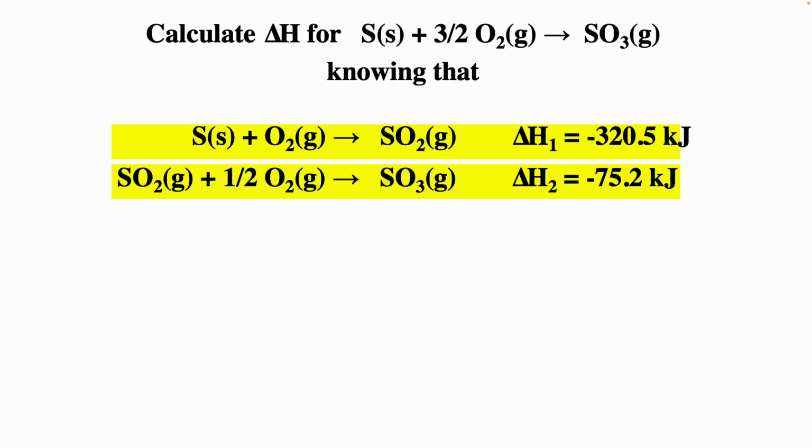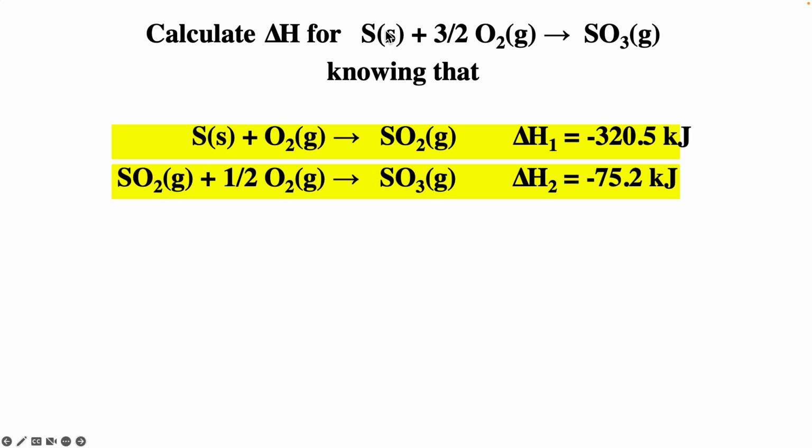If we look at a different one, here we're asked to calculate the delta H for this reaction, knowing the delta H's for these two reactions. And so what we have to do is figure out how we can add these two reactions to get that reaction. Now, sometimes we'll have to multiply a reaction times a number. And when you multiply a reaction times a number, you have to multiply the delta H by that number. Sometimes you have to flip the products and reactants. And if you flip the products and reactants, then you change the sign for your delta H.